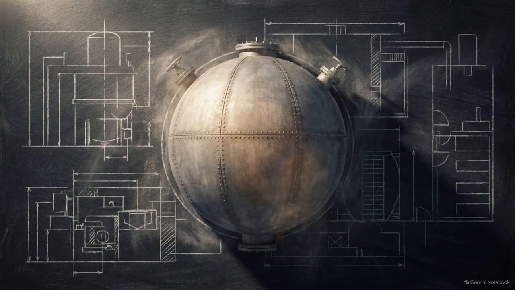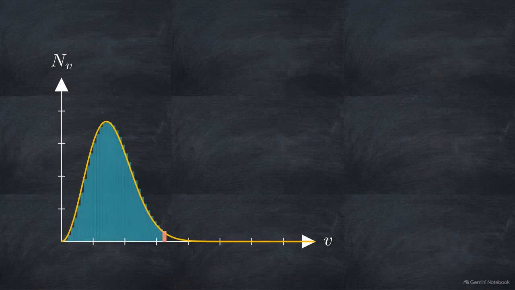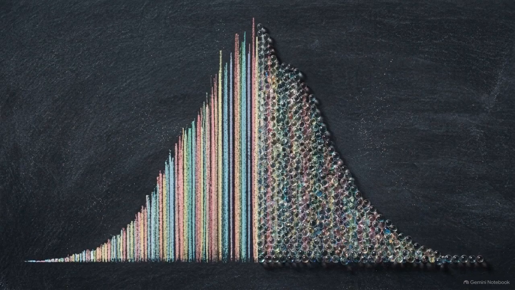To find the total number of molecules in the container, we must calculate the area for the entire system. Integration allows us to find this total by summing up an infinite number of these vertical slices, from 0 to infinity. The mathematical integration of the function n sub v with respect to v equals N. The total geometric area under this statistical curve represents the physical count of molecules within the gas.